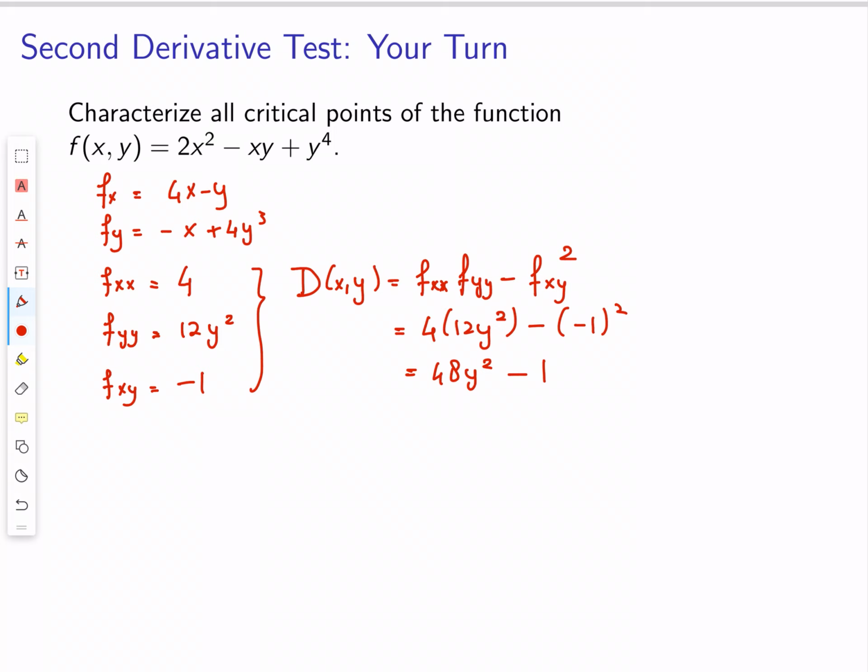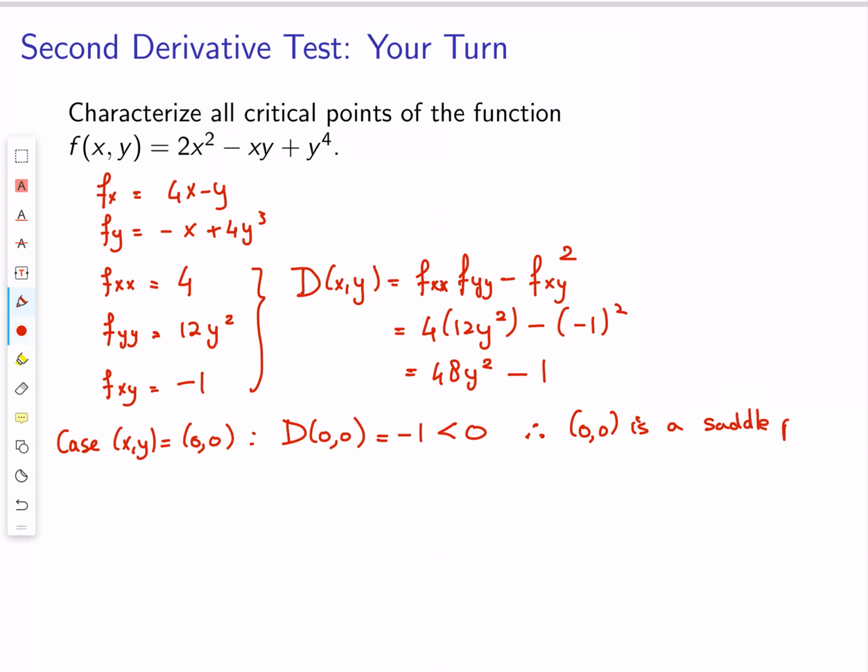Okay, so now I have to evaluate what D is at each of those critical points. So we'll do the case where the critical point (x, y) is equal to (0, 0). So at (0, 0), what is D? Well, D is equal to minus 1. And that's less than 0. Therefore, (0, 0) is a saddle point. All right, and let's do the other ones.